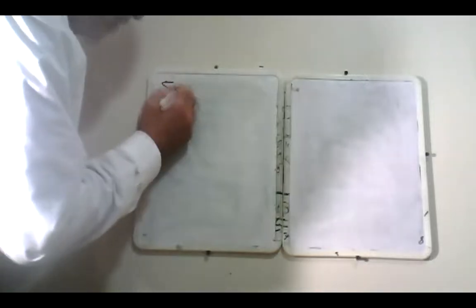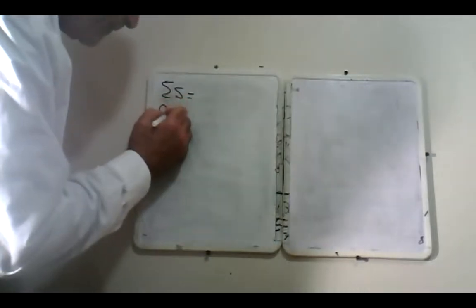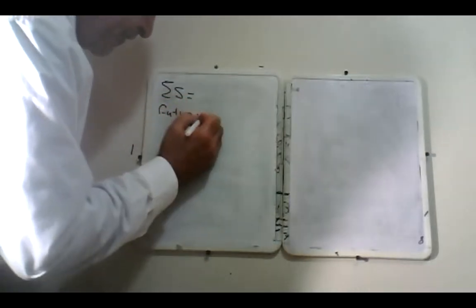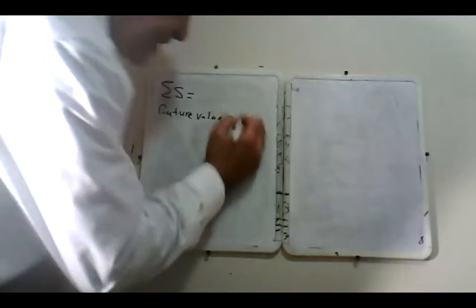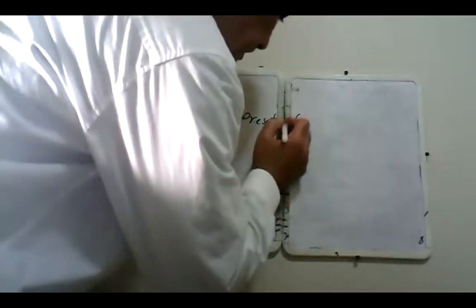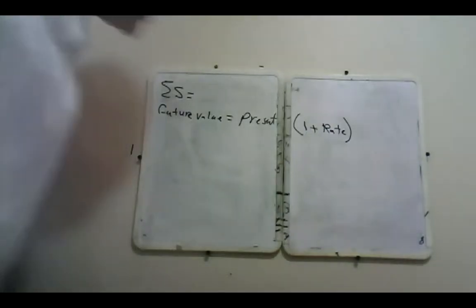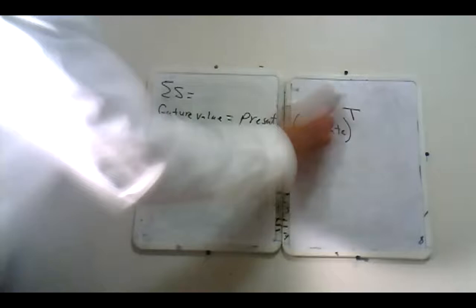So, for compound interest, if I want to find the future value, we will write it like this: future value equals the present value multiplied by 1 plus the rate, which is the compound rate, and the power is the time.